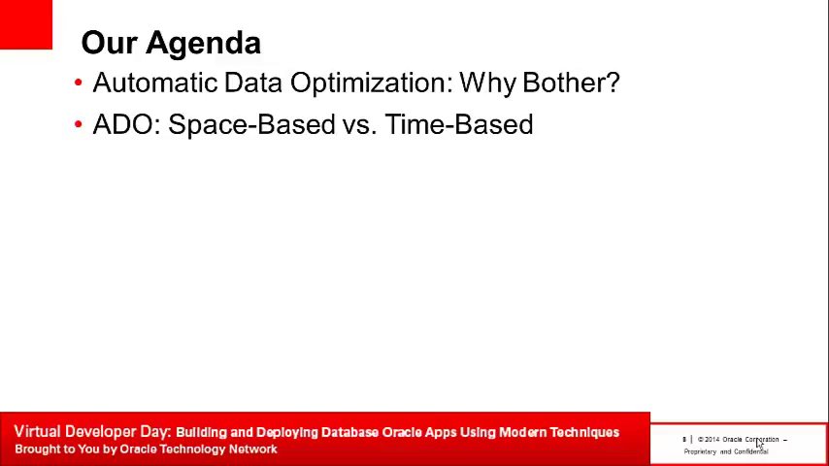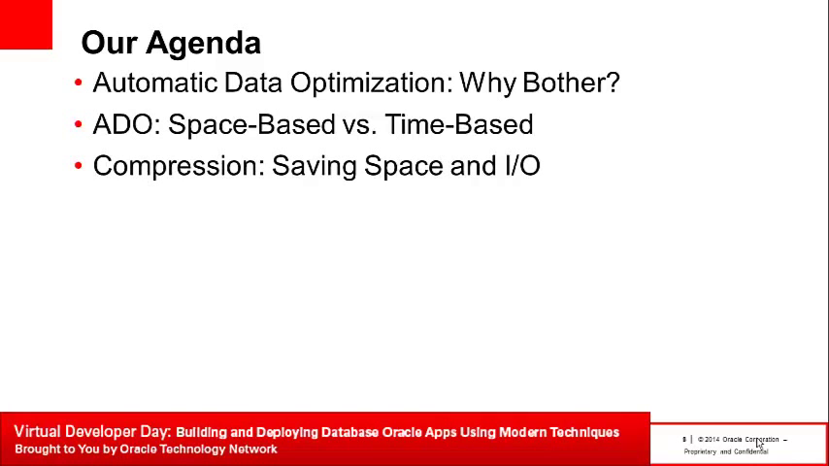And that's what I'm going to try to get to you today. Also, ADO has two different mechanisms. We can do space-based ADO as well as time-based ADO, and I'm going to show you some examples of both. The whole point of automatic data optimization is when it makes sense, compress. And we're going to talk about leveraging that concept throughout space and time-based ADO policies.